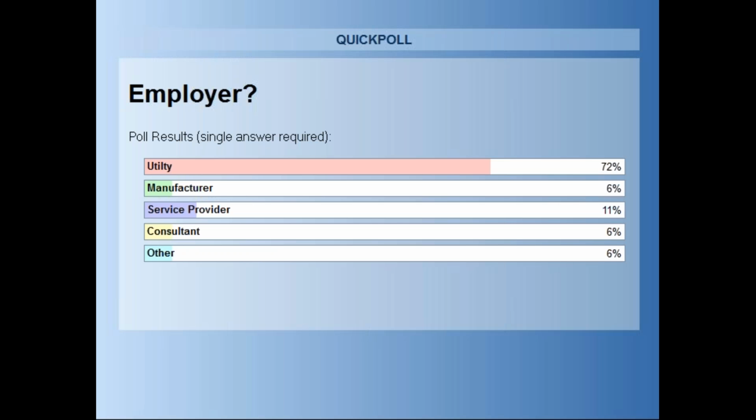Okay, so very heavy on the utility side. So all of this is near and dear to your heart, and then sort of a mix of others. I always like to speak directly to the utility audience, so that is good for this presentation. You are the target I had in mind when I put it together.